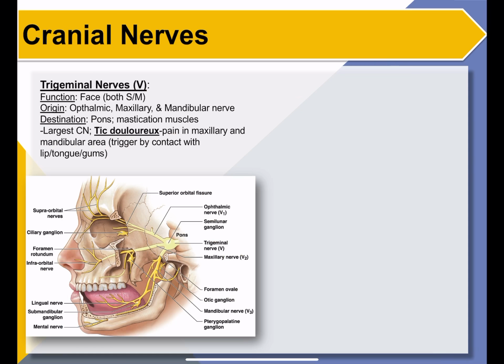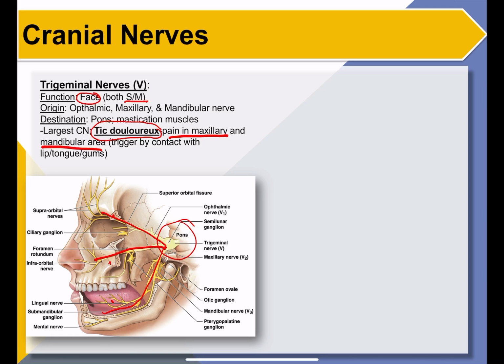Trigeminal nerve is the 5th cranial nerve that innervates the face, and it is a both nerve, which means it has both sensory and motor function. So it has sensory information coming from the skin of your face, so you can feel someone touching your face, for example, or your maxillary and mandibular area. Hence, trigeminal neuralgia is a disease where you have constant pain in the maxillary and mandibular area, and it is usually triggered by contact with your lips, tongue, and gums, which is what this whole trigeminal nerve is innervating, all these different parts of the face, okay?